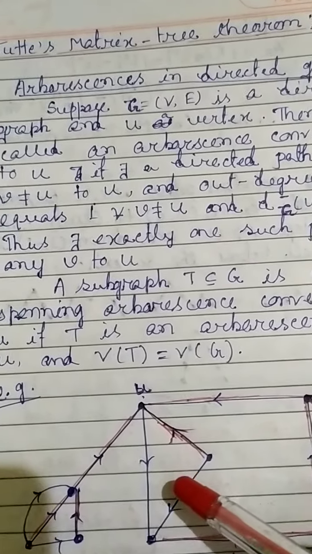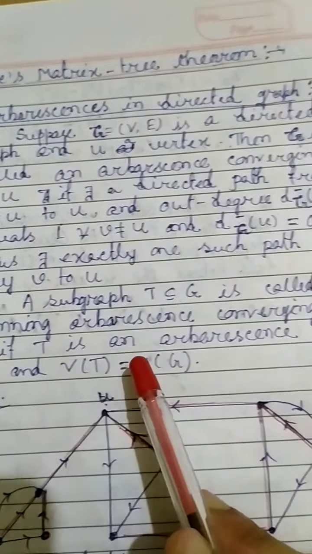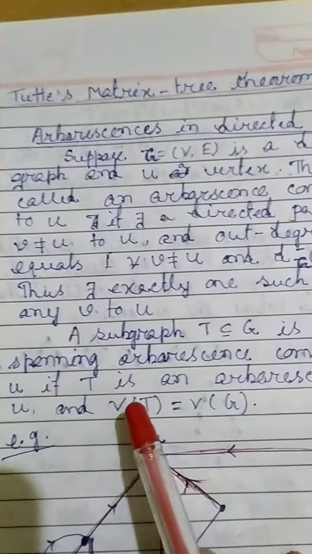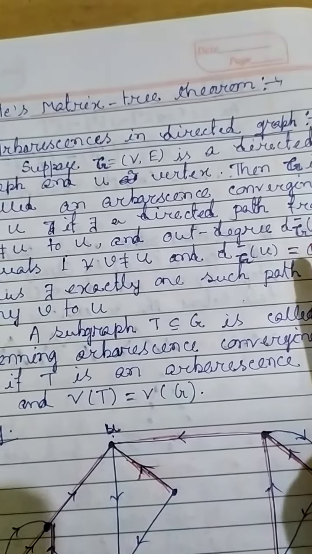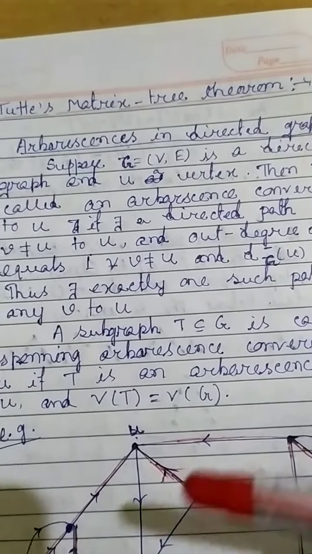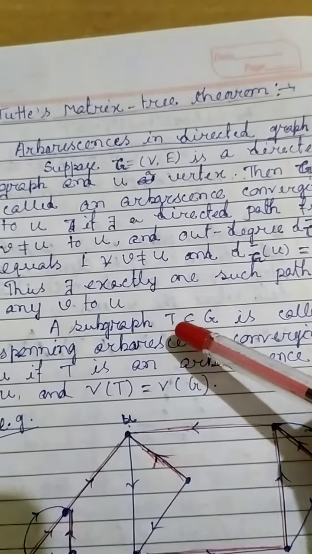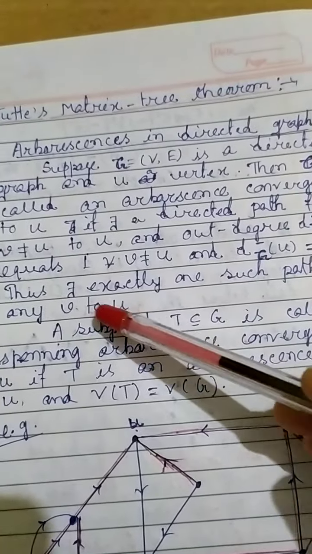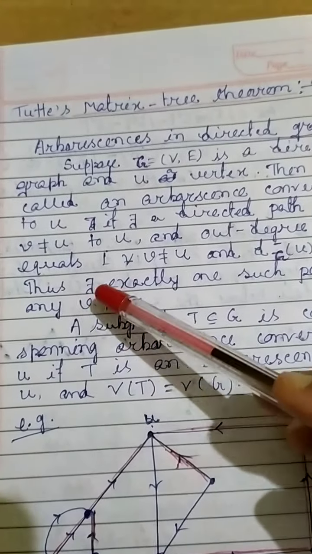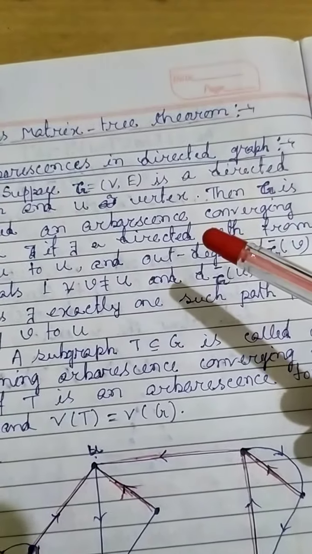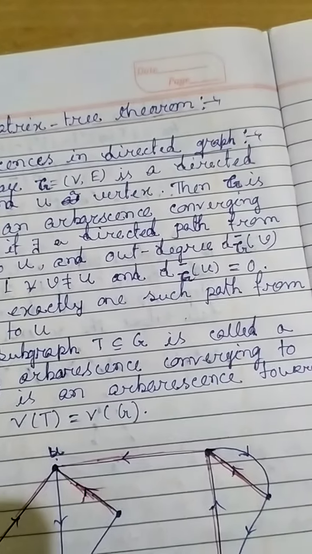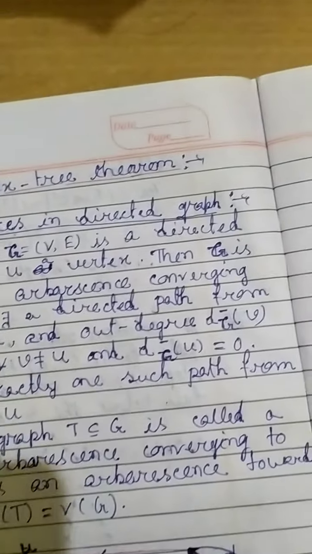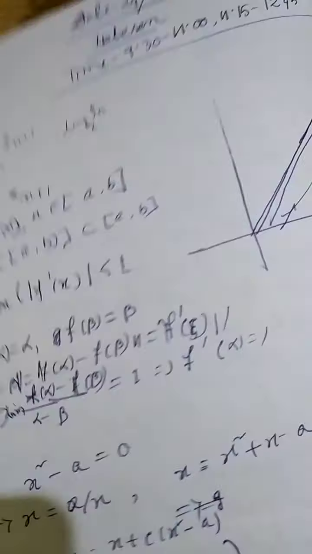This is an example of an arborescence converging towards U. T is an arborescence, a subgraph arborescence, and we actually need this subgraph arborescence, so we are going to discuss it. So if I consider G an arborescence converging to U, the picture is something like this.